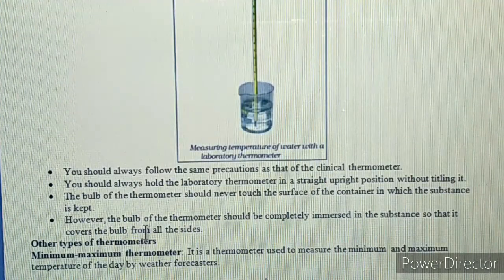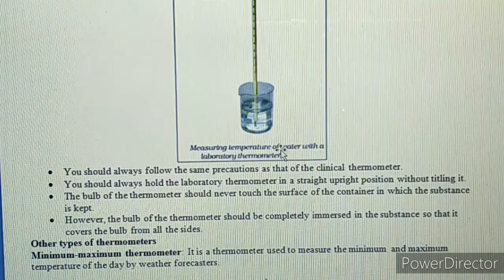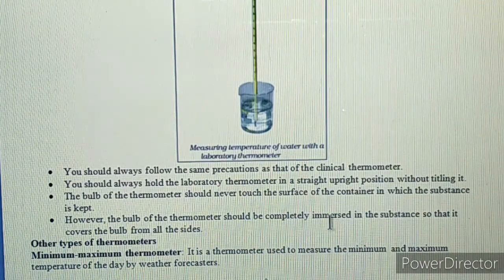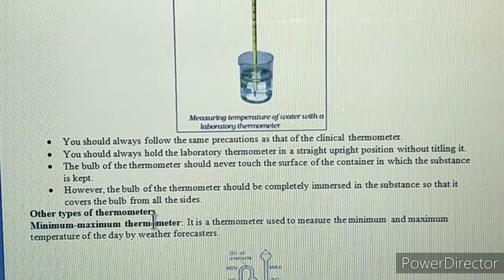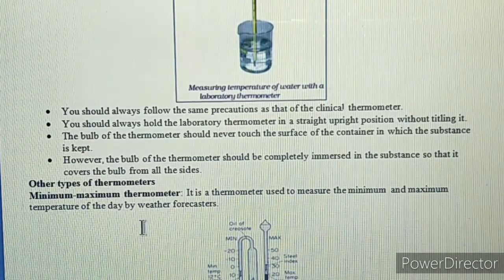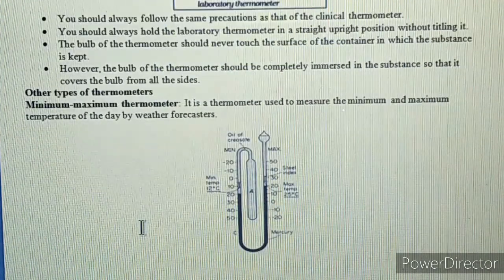Now the last one is what? The bulb of the thermometer should be completely immersed in the substance. It should be completely dipped in the substance to get the temperature correctly, so that it covers the bulb from all the sides. Now there are many other types of thermometers also.